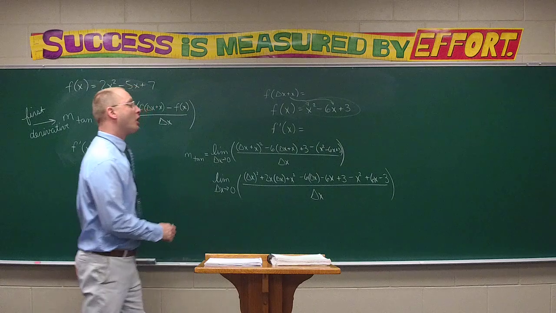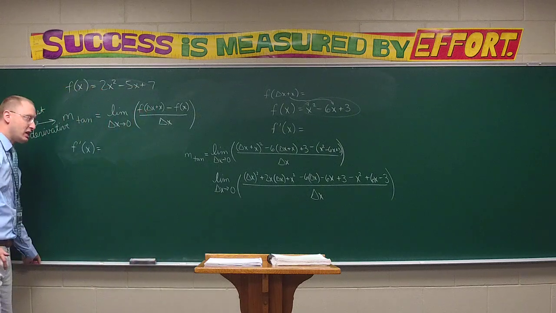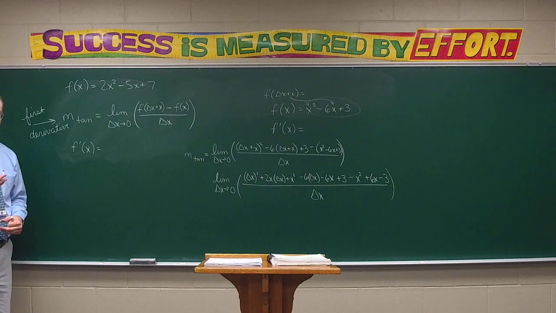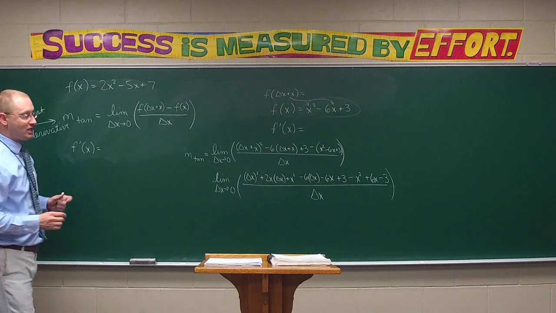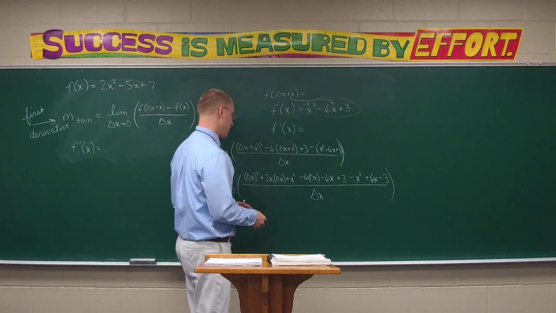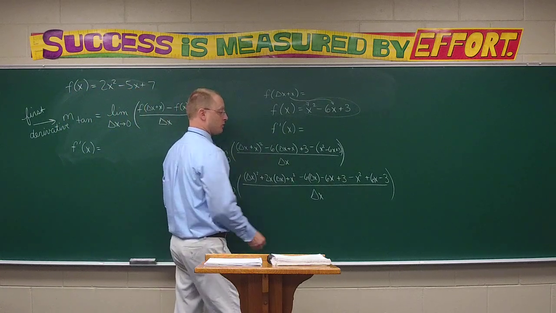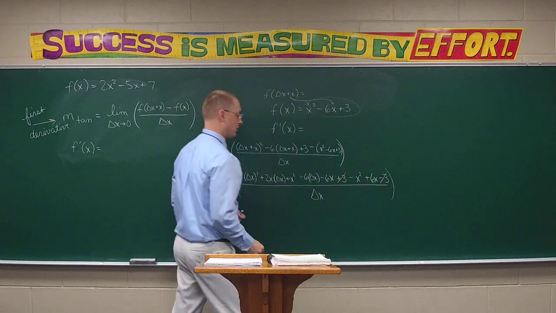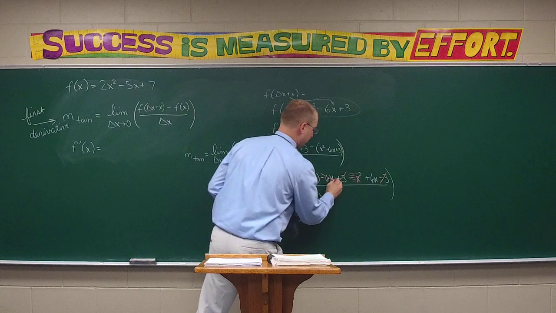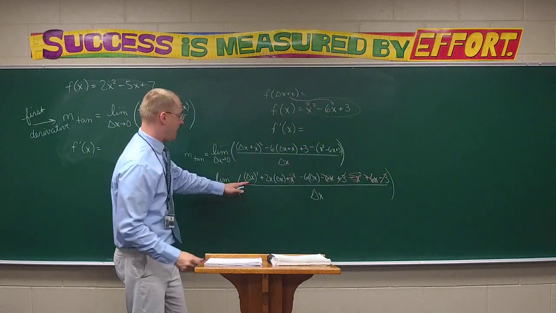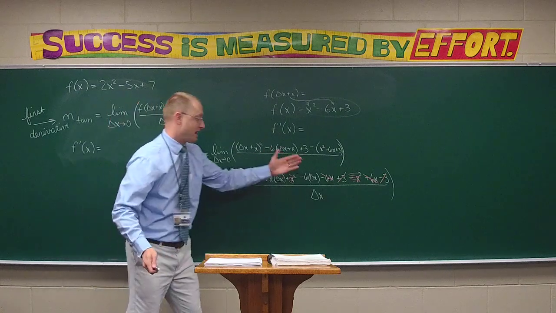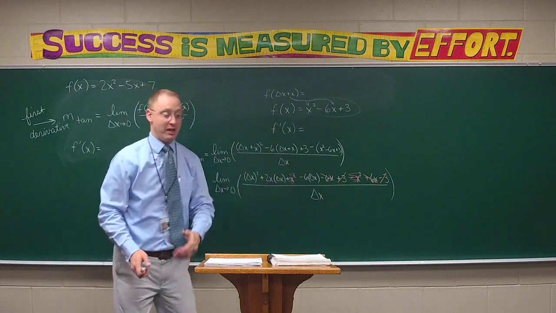Now we get to cancel, and I told you everything is going to cancel that doesn't have delta x. If it doesn't have a delta x in it, it better cancel. And in fact, we can cancel the 3 and the negative 3, the x squared and the negative x squared, the negative 6x and the positive 6x. And sure enough, everything that's left has a delta x, which means since I'm dividing by delta x, I can just divide that away.